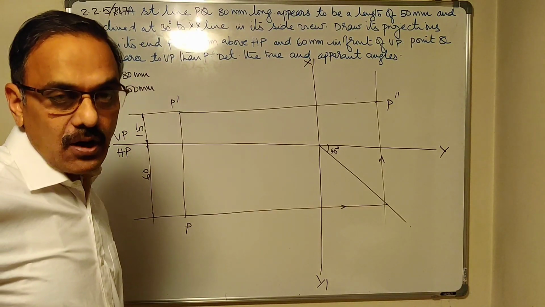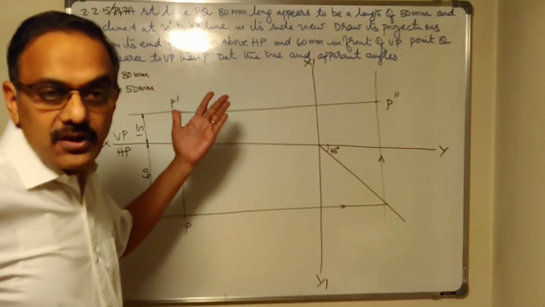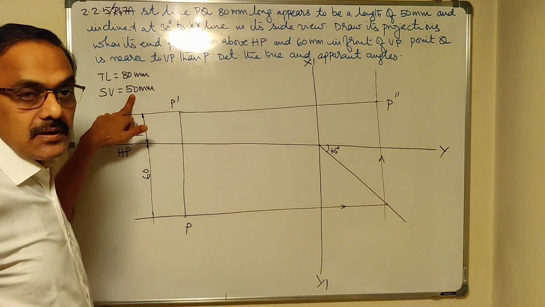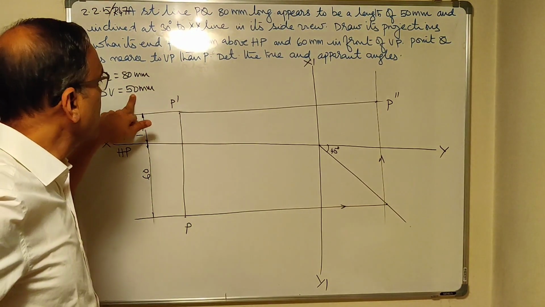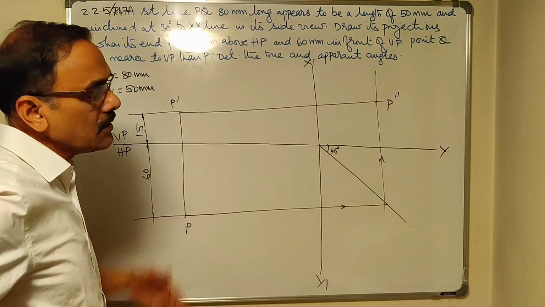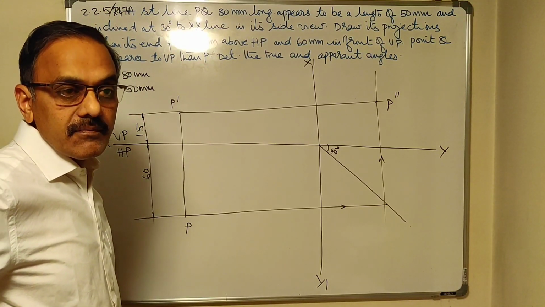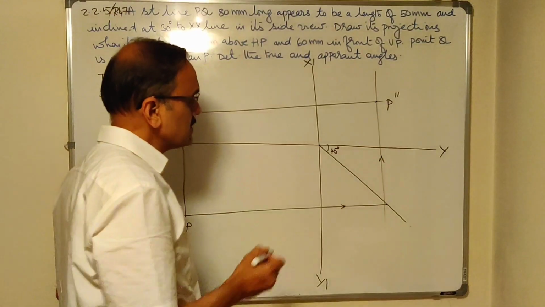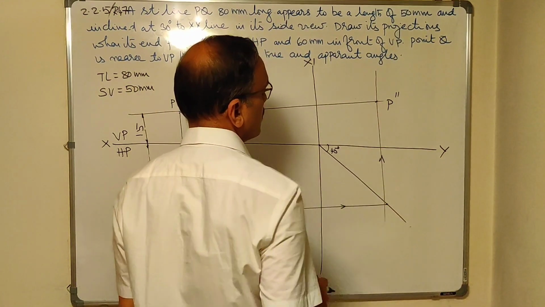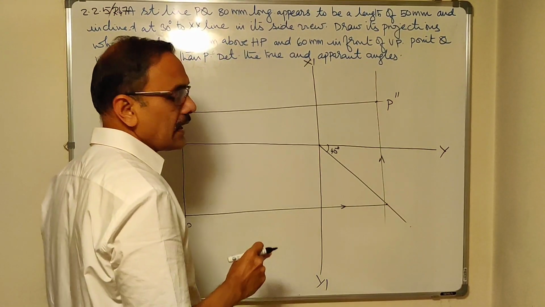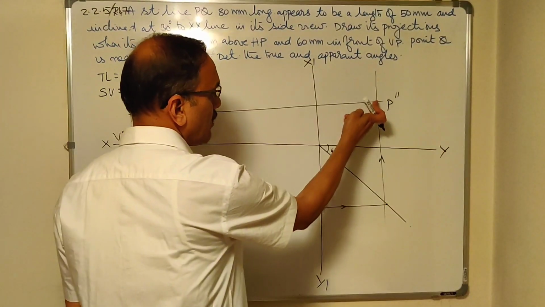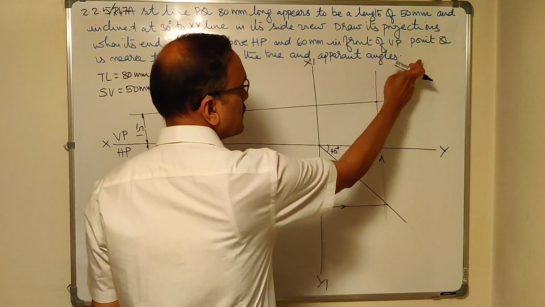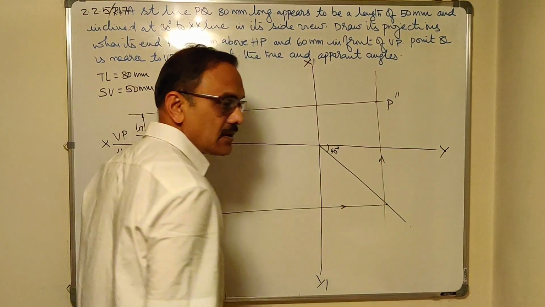Okay. So now I can draw the profile view of the line PQ. The length of the side view is 50 mm and its angle is 30 degrees. So let me draw the side view inclined at 30 degrees to XY. Now the question is, if this is point P, there are four possibilities of drawing the line inclined at 30 degrees. I can draw it like this, like this, like this, like this, inclined at 30 degrees. There are four possibilities.